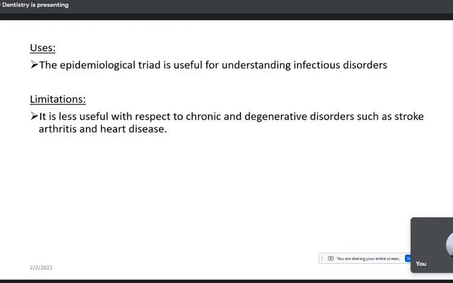So the epidemiological triad is useful for understanding the infectious disorders, and it is much less useful with respect to chronic and degenerative disorders such as stroke, arthritis, and heart disease, because when the person is suffering from heart disease or stroke, the environmental factor is not there. Then there is another concept for that: the multifactorial causation, and we have the web of causation. The epidemiological triad is important only to explain the infectious disorders which are actually caused from the environment.